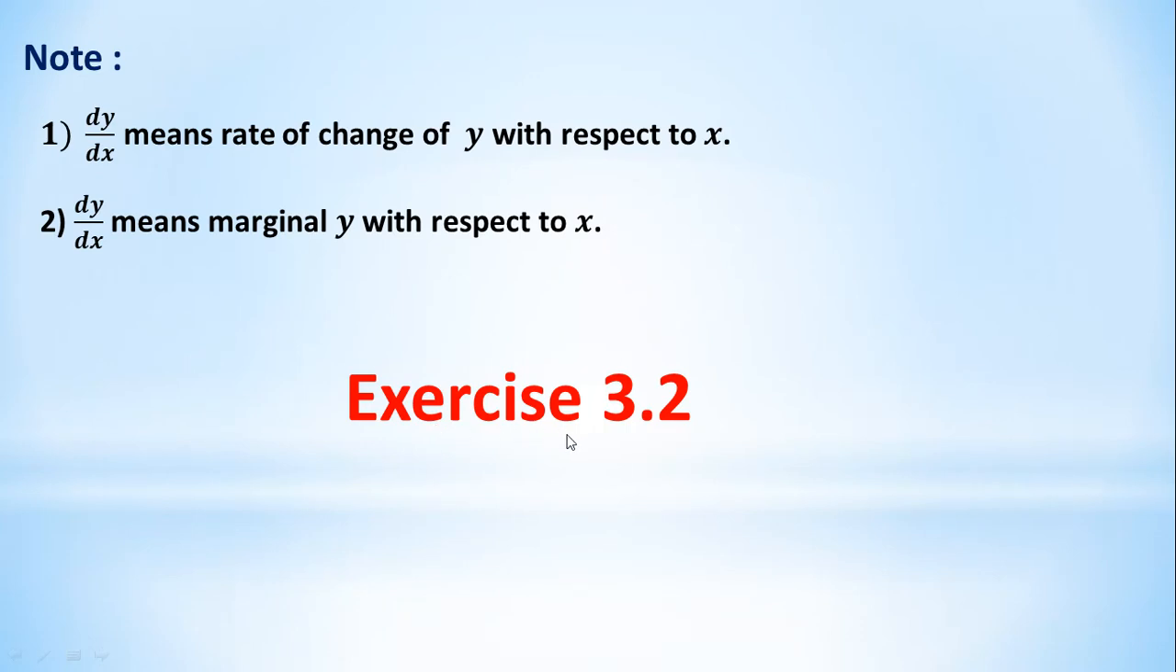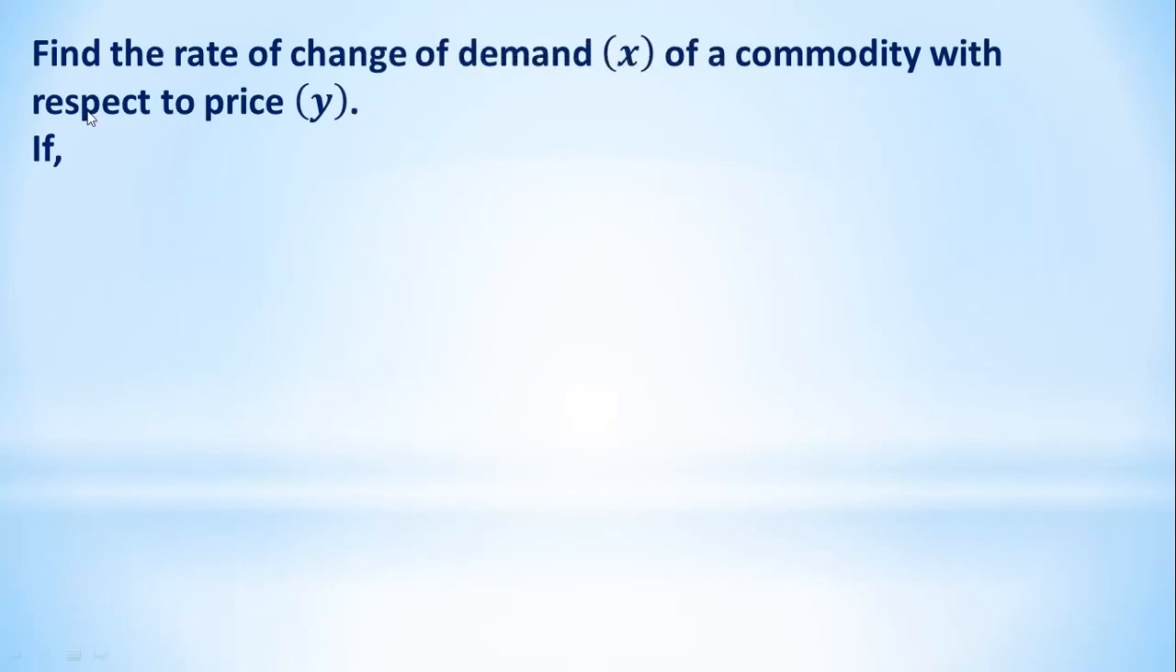With this knowledge, now see the question. Here is the question. Find the rate of change of demand X of a commodity with respect to price Y. See, you know the meaning of rate of change. Rate of change means derivative. So here we require the rate of change of demand X of a commodity with respect to price Y. Demand depends on price. So demand and price are interrelated concepts.